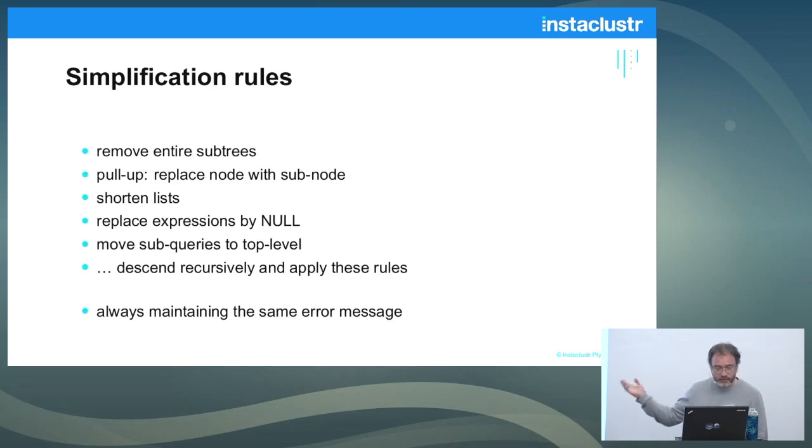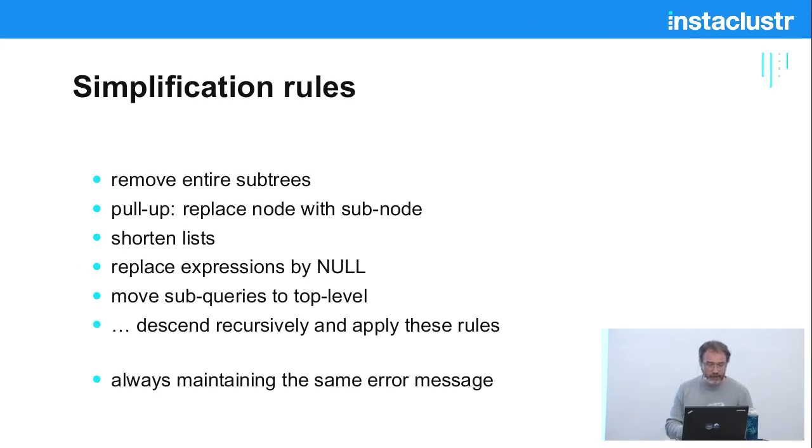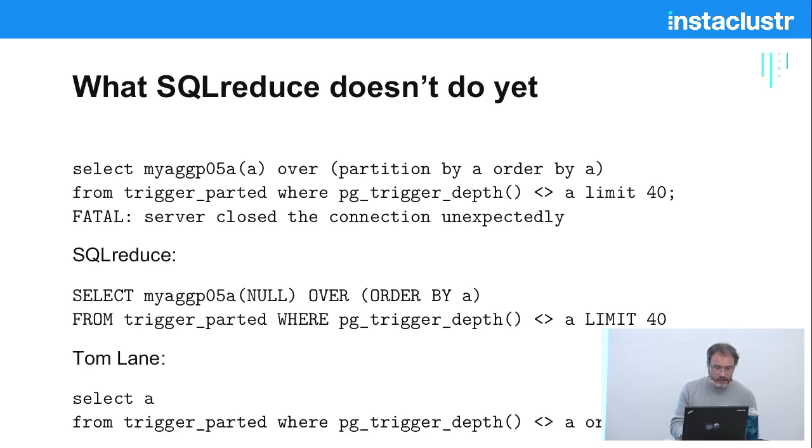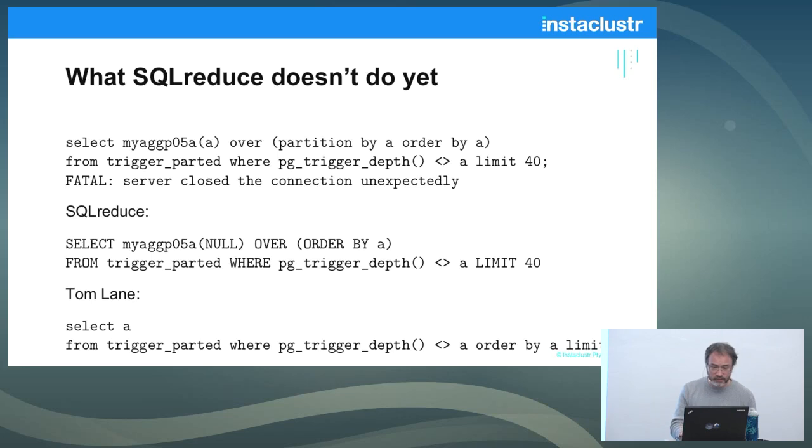Okay, so there are several rules which are applied to simplify the path tree. We've seen most of them already in the examples. Not going too much into the details here, but it doesn't do anything fancy, it just shuffles path trees around. So, of course, there are some things that SQLreduce does not do yet.